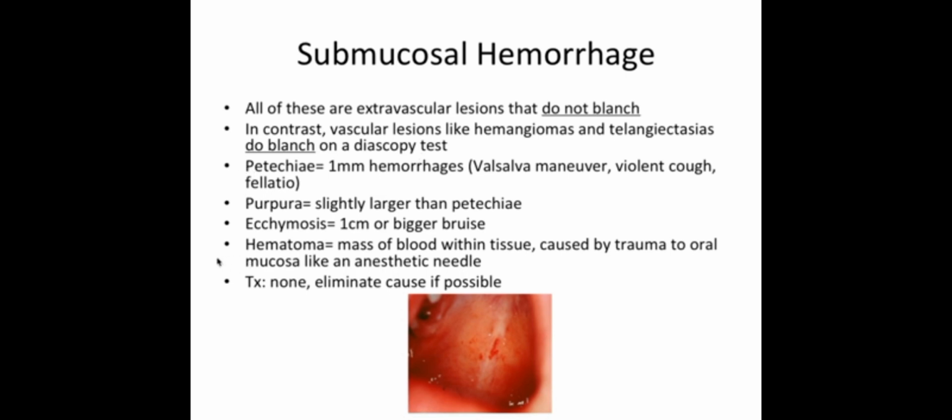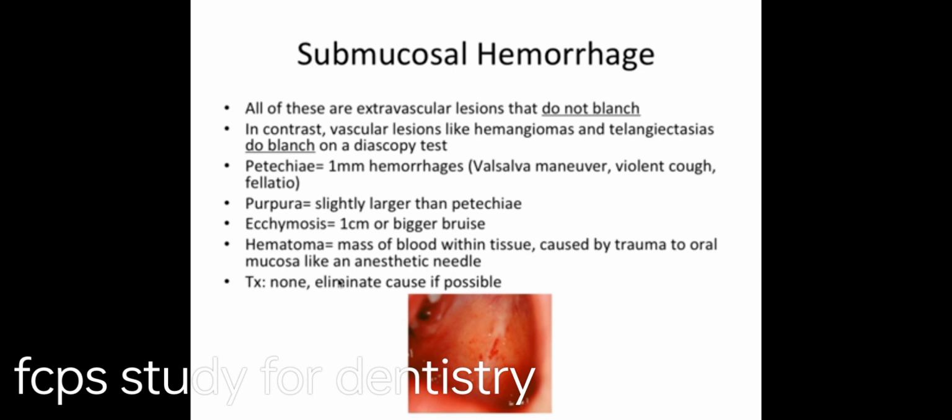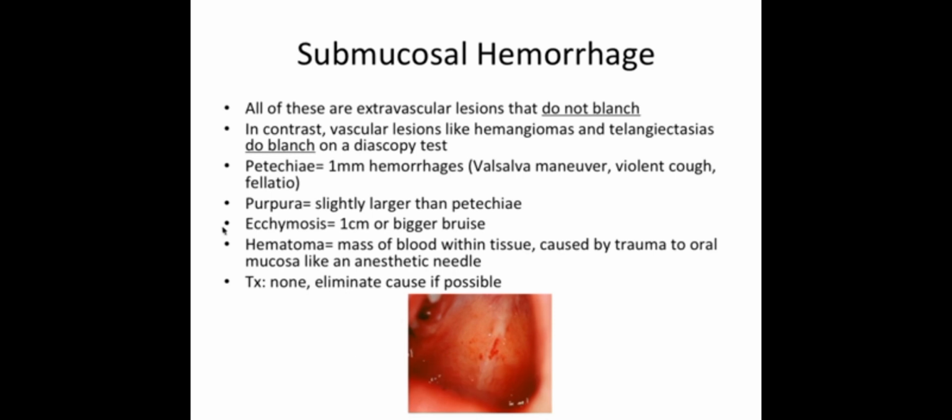So submucosal hemorrhage is basically broken up into these four categories based on size. So petechiae are the smallest at about 1 millimeter. Purpuras are slightly larger. Ecchymosis is basically like a bruise that's about 1 centimeter, maybe 2 centimeters in diameter. And hematoma is a larger mass of blood that is leaked out into tissue. And it's often caused by trauma to oral mucosa, like with an anesthetic needle. If you're doing a PSA block, that's a common area where you'd see a hematoma form. And treatment for this is none, just eliminate the cause if possible.